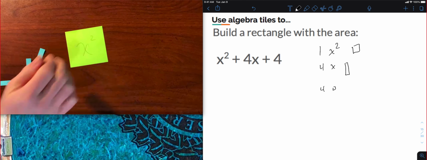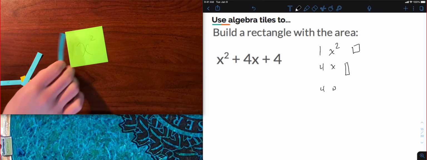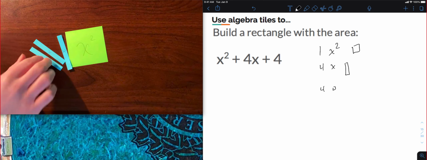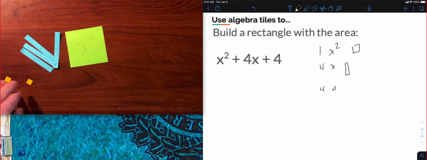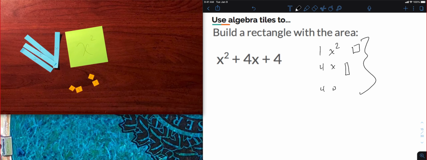Okay, so there's an x squared. There's 1, 2, 3, 4 rods, and then there's my 2 singles, and I need 2 more. Okay, so there's your inventory. Remember, your next step is to create a perfect rectangle, right? So no gaps.